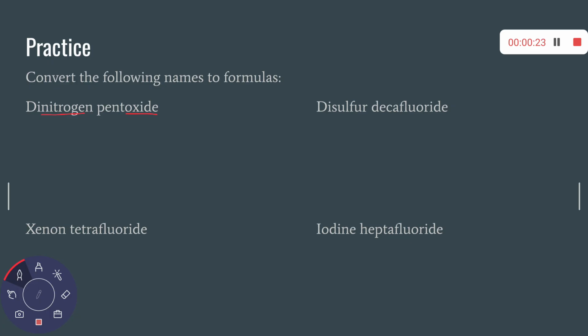We're first going to start by converting the name to the formula. I find this direction is pretty straightforward because all you have to do is translate your prefixes into your subscripts. So the prefix di for nitrogen means I have 2 nitrogen. The prefix pent for oxide means I have 5 oxygen, like a pentagon has 5 sides. So now let's try another one.